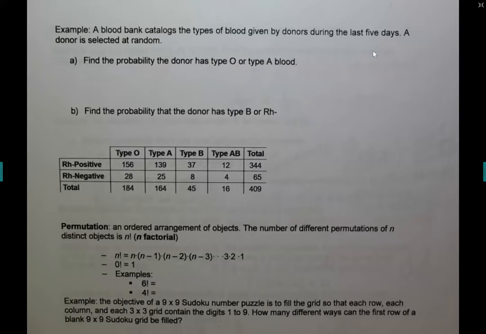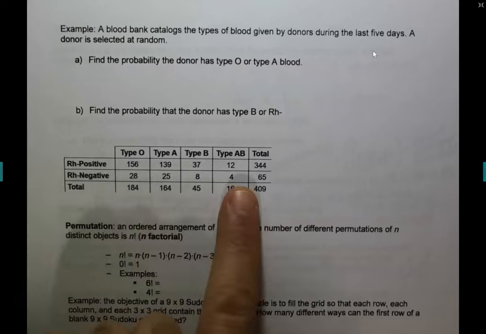And here's an example on the addition rule, one more example. A blood bank catalogs the types of blood given by donors during the last 5 days. A donor is selected at random. What's the probability that the donor has type O or type A? And this is the table, guys.